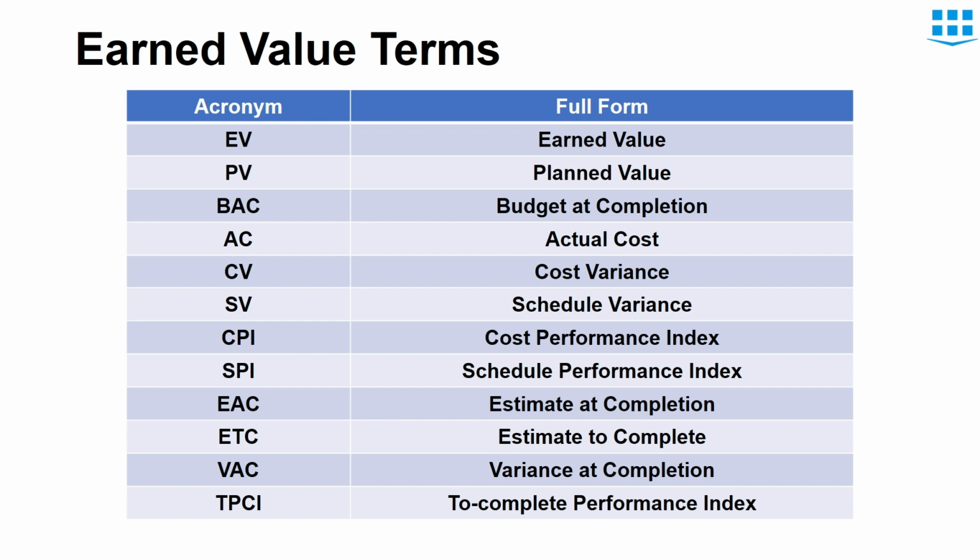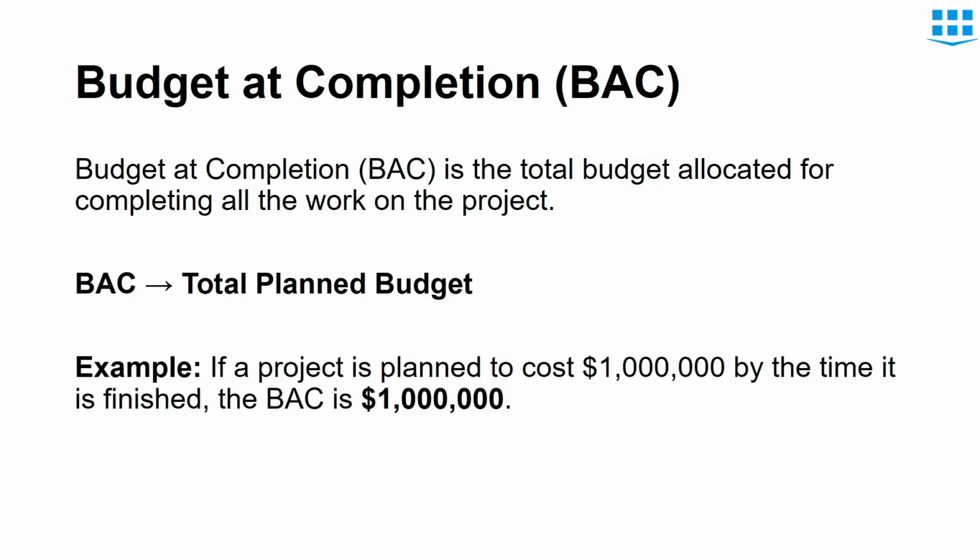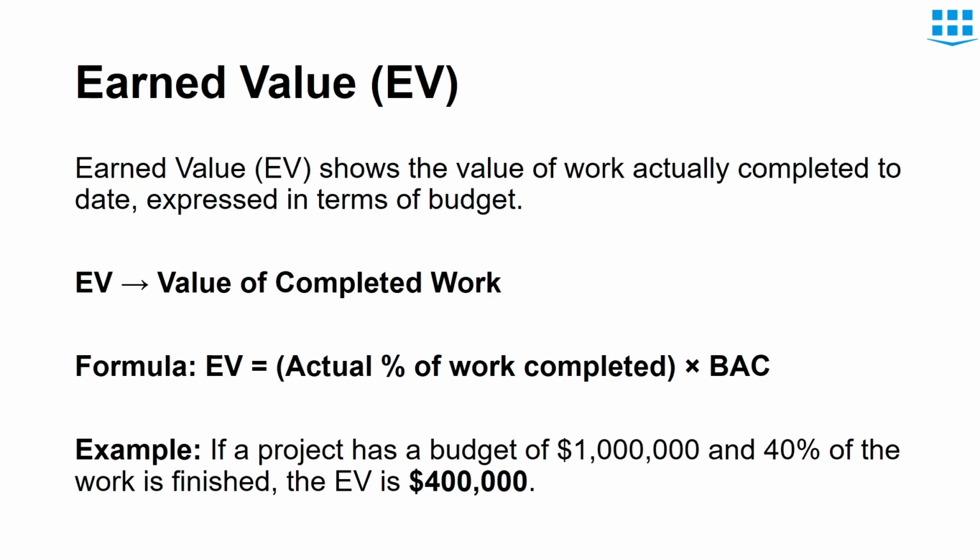Understanding these terms is not only critical for passing your PMP exam, but is also helpful in managing your projects effectively. So the first term is budget at completion. Budget at completion, or BAC, is the total budget allocated for completing all the work on the project. So we can simply say that BAC is the total planned budget. For example, if a project is planned to cost $1 million by the time it is finished, then its BAC is $1 million.